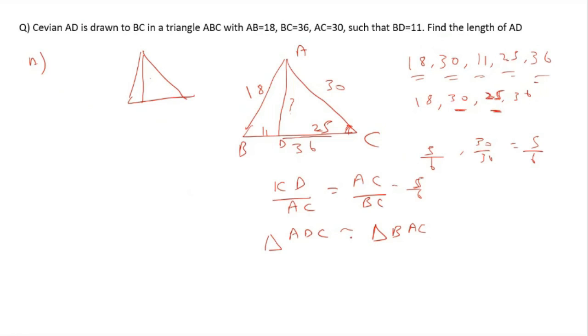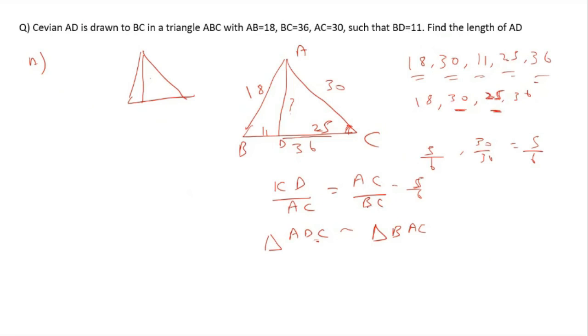Again, let me just repeat. ADC I just wrote. Now I know that CD by AC is AC by BC. So, CD is the last two alphabets here, so these should match AC. In what order, we don't know yet. To figure out the order, we need to look at the other equation.